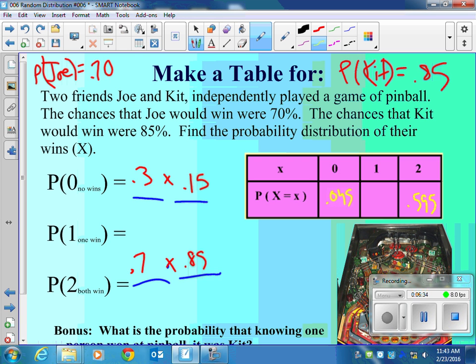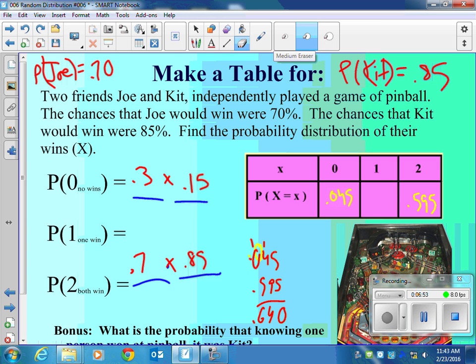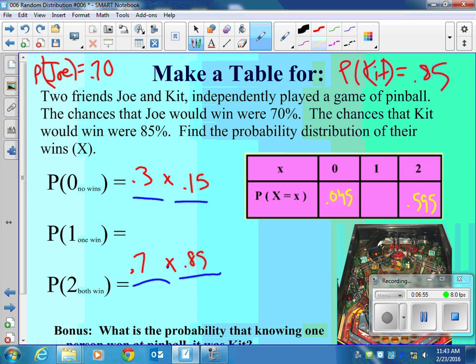All right, so if we were to add these up, 0.0045, 0.595, that adds up to 0.64. What would you guess that one win would be? 0.36. That's what I'm guessing. That's what I'm hoping. Let's see if it actually comes to play.